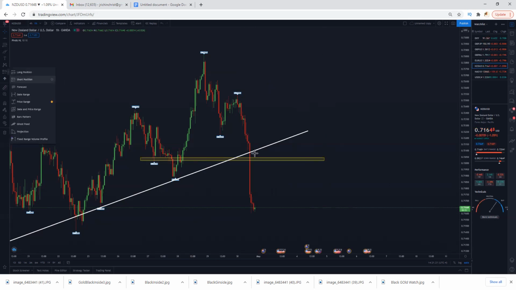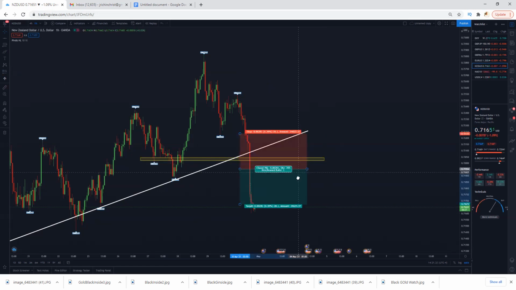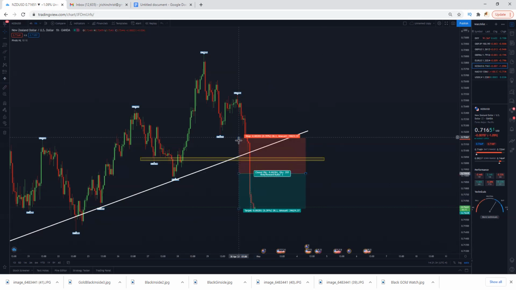I ain't waiting on no closure. Why? I don't need to wait on no closure. I'll sell right there, right here in the middle. Put my stop loss above there. Now this is an hour time frame. I probably would not have done it like that.